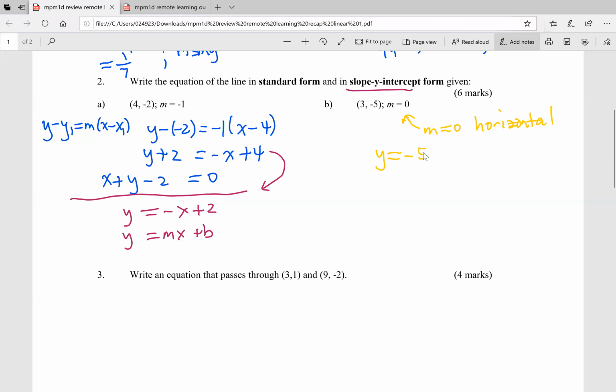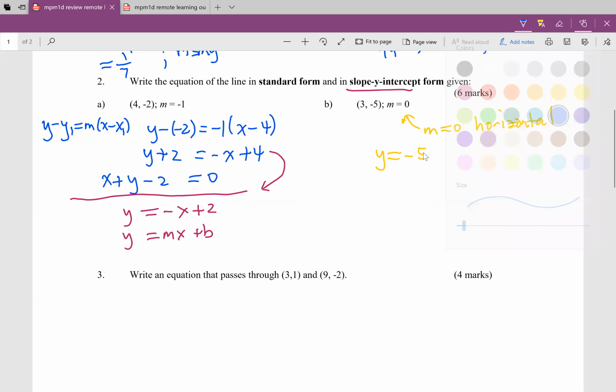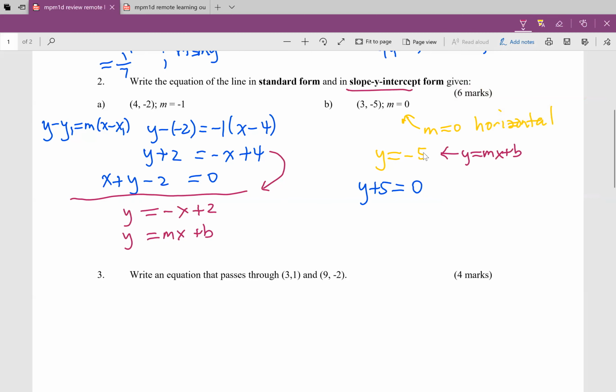In standard form, all we have to do is add 5 to both sides, and we get y plus 5 equals 0. So that's the equation. I decided to do these two a little differently. One more time if you need some help: this equation is y equals mx+b, and this one is standard form.